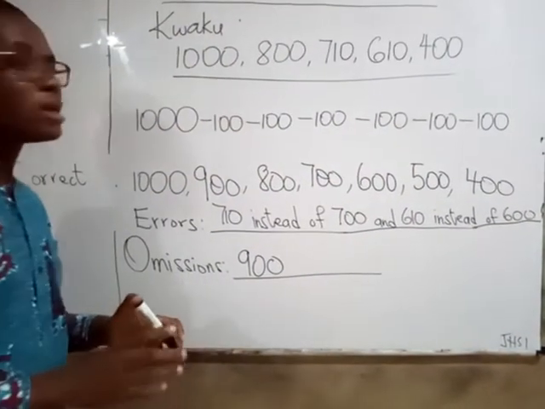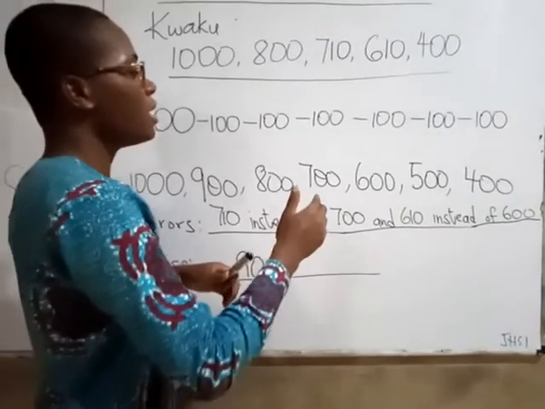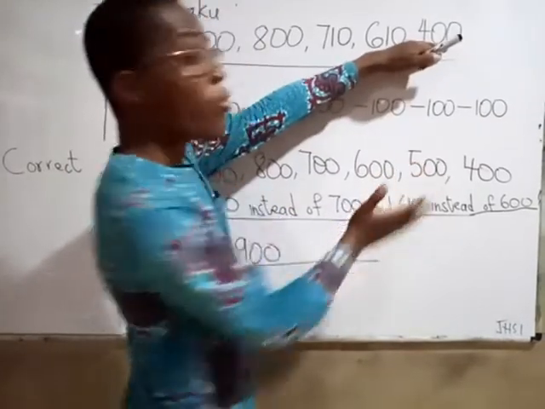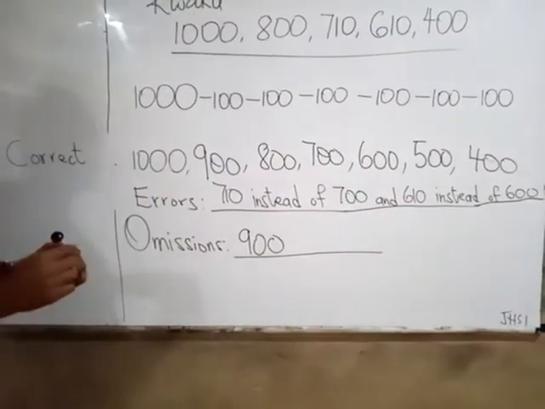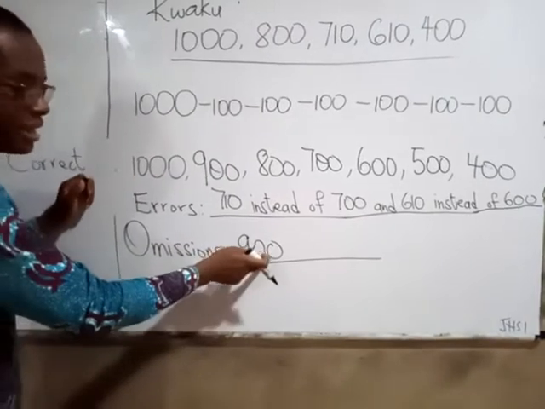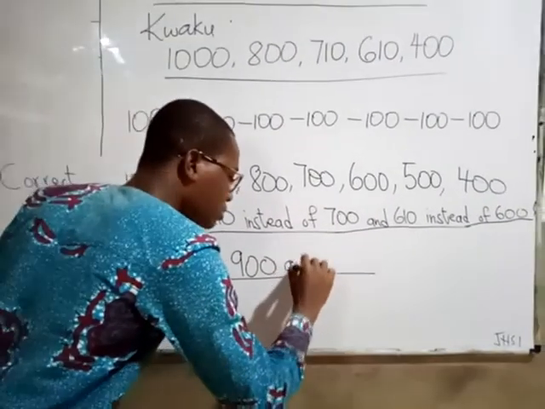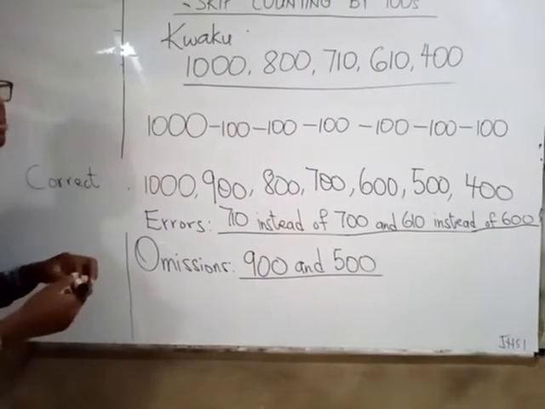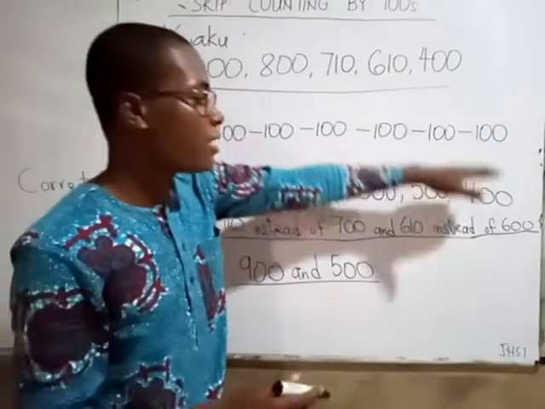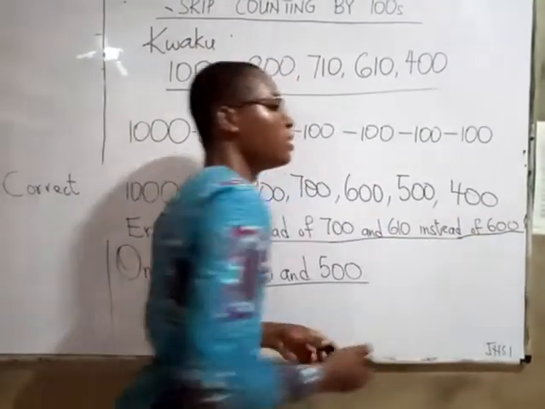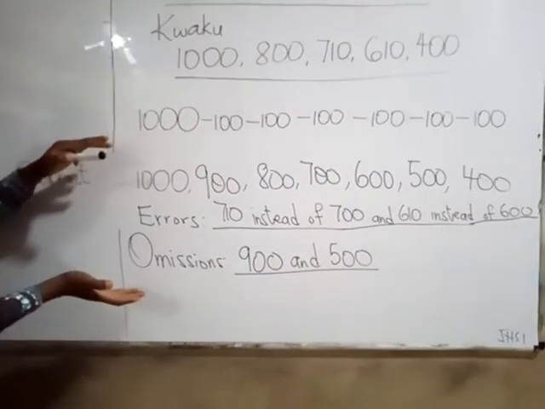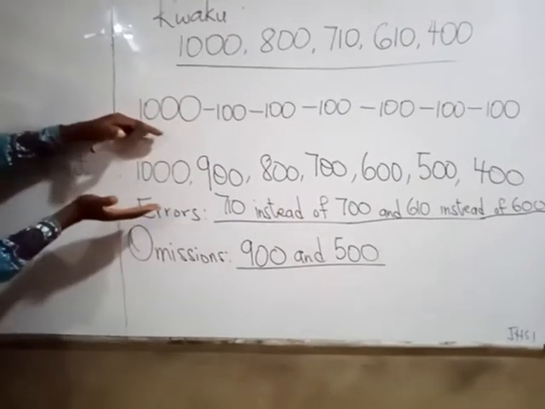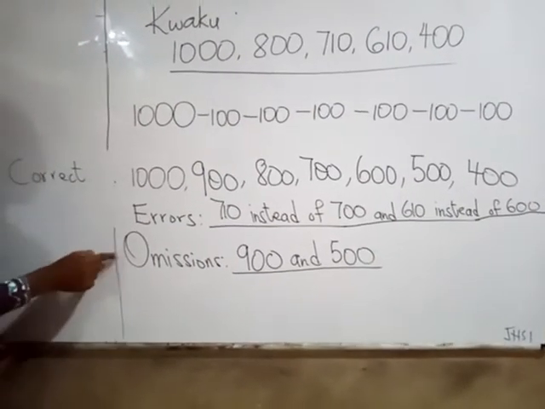Then the next number to write was 500, and he wrote 400 straight. So the omissions he had were 900 and 500. The last number is 400. So this is the correct thing to do. So we have identified the correct skip count, the errors he did and the omissions he did.